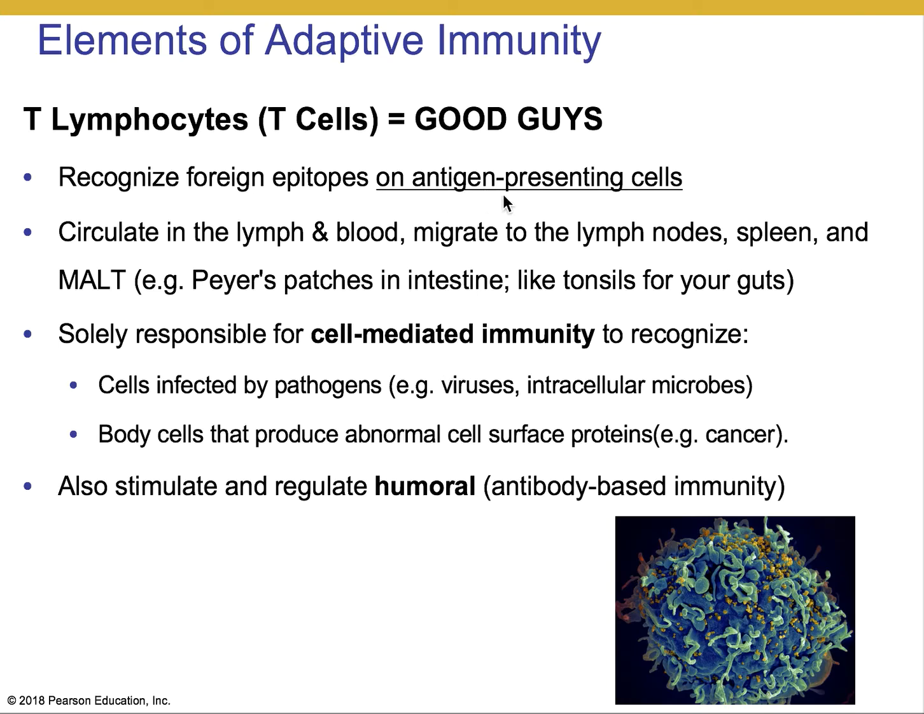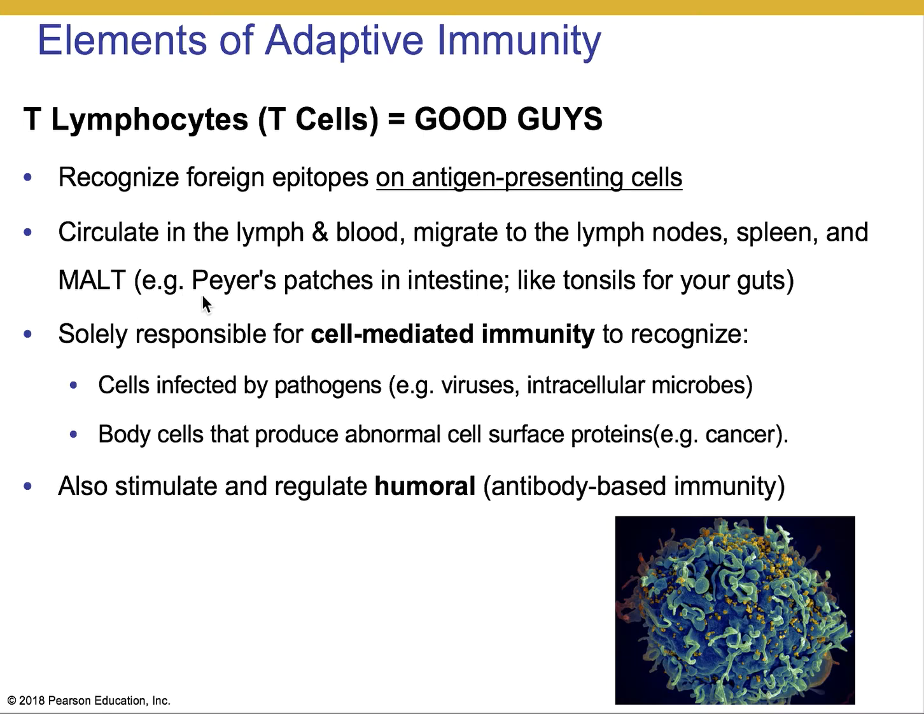So make sure you understand MHC. That'll make our discussion about T cell receptors much more understandable. So the T lymphocytes circulate in the lymph, in the blood. They migrate to lymph nodes where they interact with antigen-presenting cells and B cells. They're present in large numbers in the spleen and some of the mucosal associated lymphatic tissues.